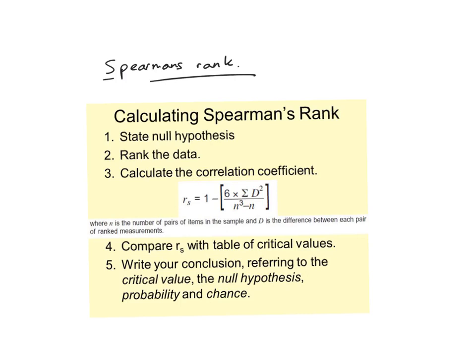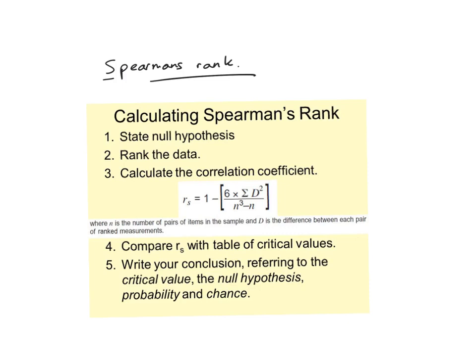So what you do initially is you state your null hypothesis, which is the same as when we did the chi-squared, where H0 is there is no difference and there is no relationship. H1 is there is a relationship, whether it's positive or negative. Then you rank the data. You calculate the correlation coefficient using this formula, where n is the number of paired items and d is the difference between each pair of ranked measures.